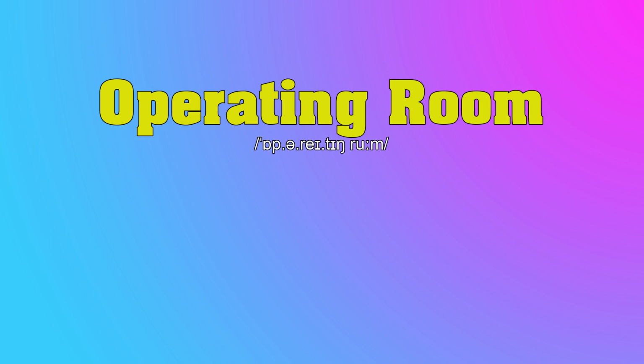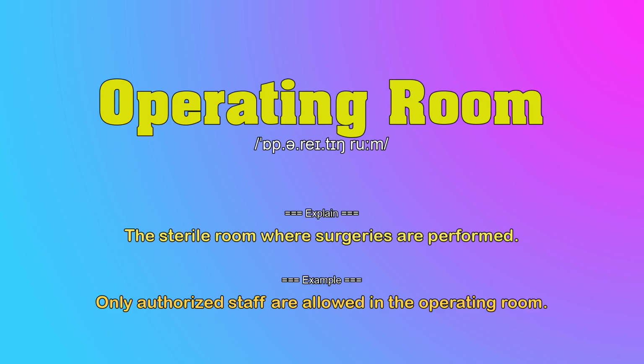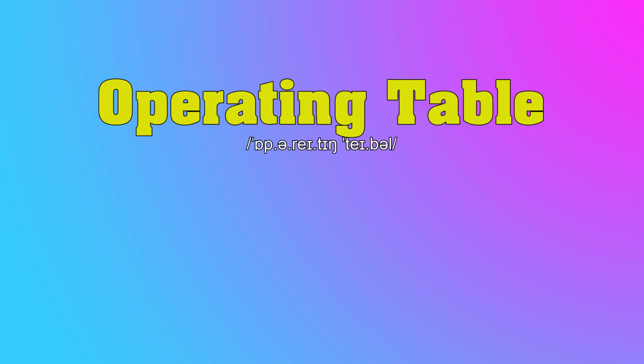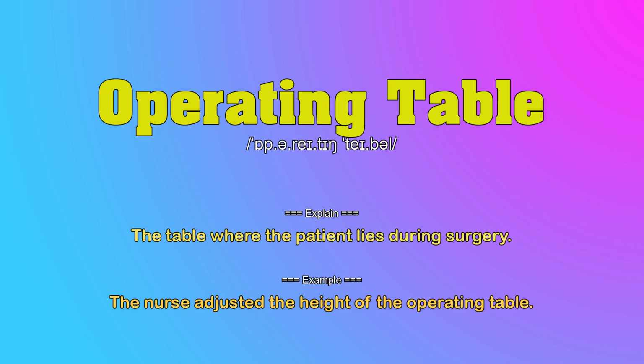Operating room. The sterile room where surgeries are performed. Only authorized staff are allowed in the operating room. Operating table. The table where the patient lies during surgery. The nurse adjusted the height of the operating table.